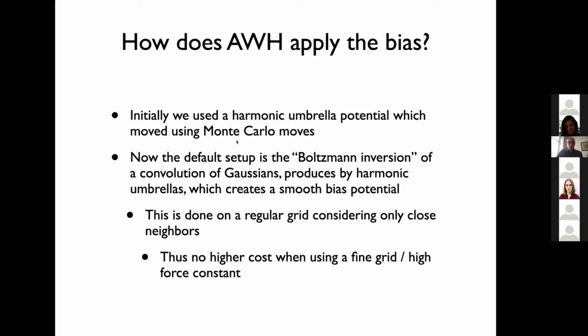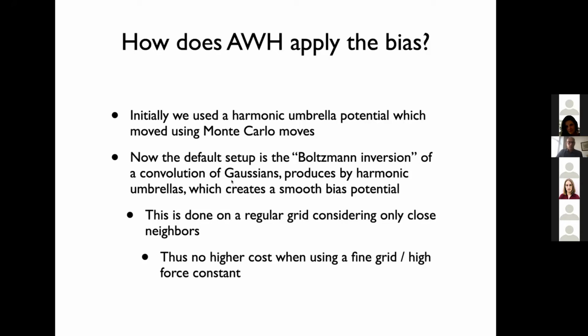So what we've done instead is to use a Boltzmann inversion of the sum of these biases that we have here. So you get a convolution of Gaussians. So that's the inverse of these umbrellas. That creates a smooth biasing potential. So in the end, the statistical mechanics of these two methods is exactly the same. But now you have a smooth potential that you move on, which is much nicer. So now you just do plain MD. There's no Monte Carlo moves. There's no randomness there. So this is a much more elegant way of handling this.